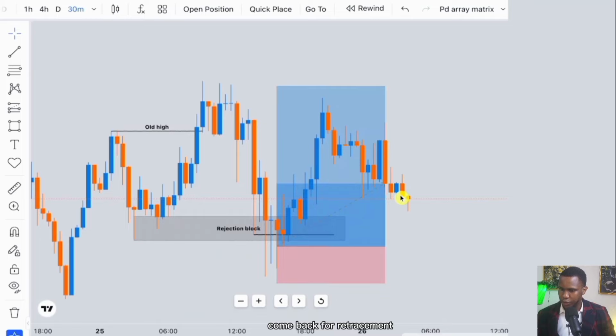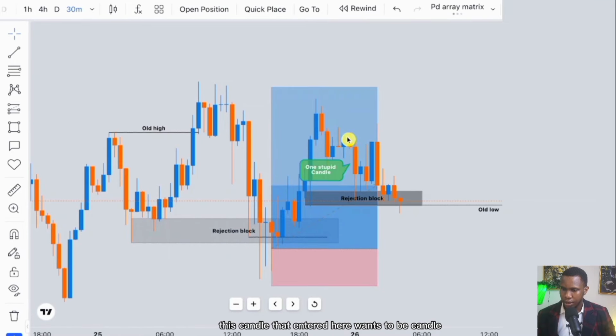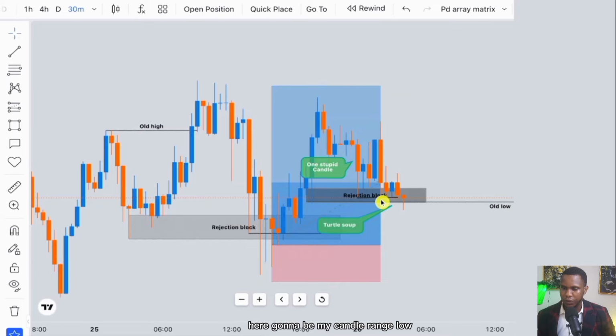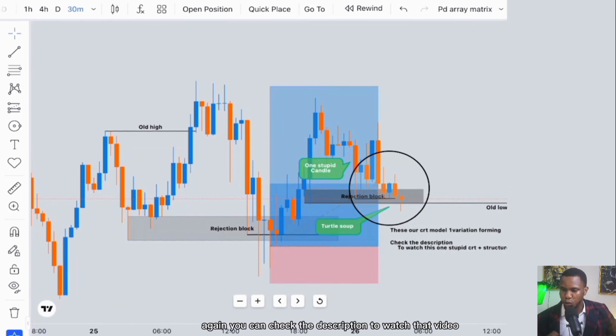We're moving and came back for a retracement. Again, can you see we have an old low and rejection block right here? This candle that entered here will be our one stupid candle. Here is going to be my candle range low. Can you see this is a total sweep? This is my CRT model 1 variation forming right here. You can check the description to watch that video to understand this video properly.